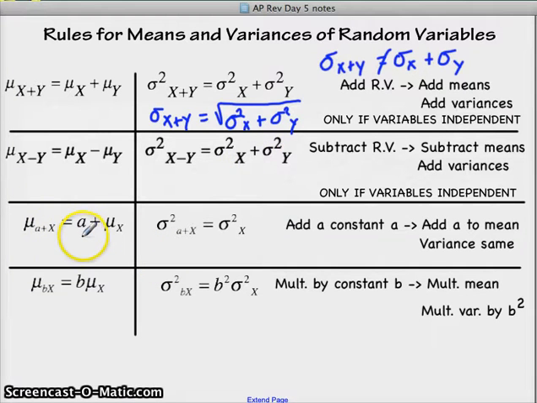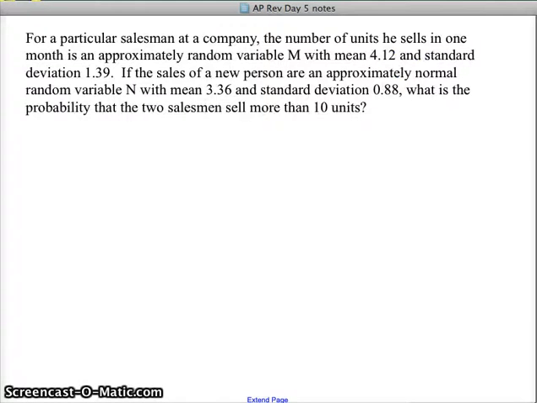If you're adding a constant, you can go ahead and add that constant onto the mean. But adding a constant does not change the standard deviation. So the standard deviation when I'm adding a constant would be the square root of that variance. So standard deviation does not change if I'm adding a constant. If I'm multiplying by a constant, I can multiply the mean by that. But I would multiply the variance times that constant squared. Okay, so you're going to want to take a look at this page and familiarize yourself with it again. Here's an example of where we used all this stuff.